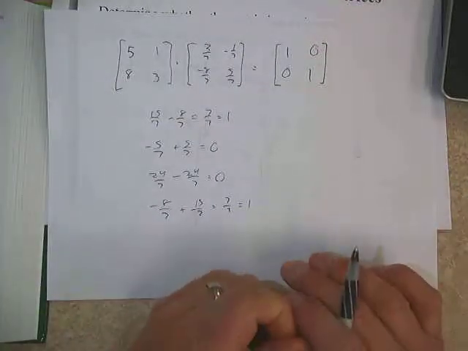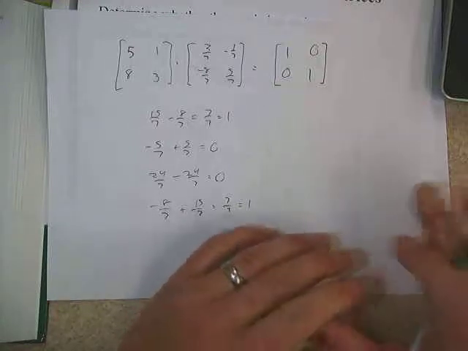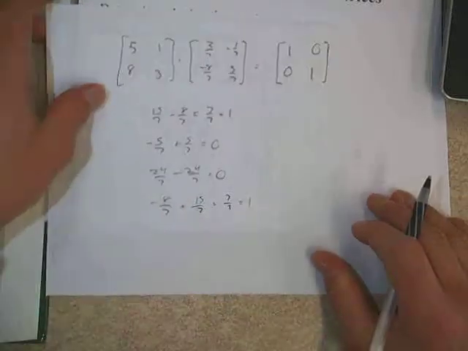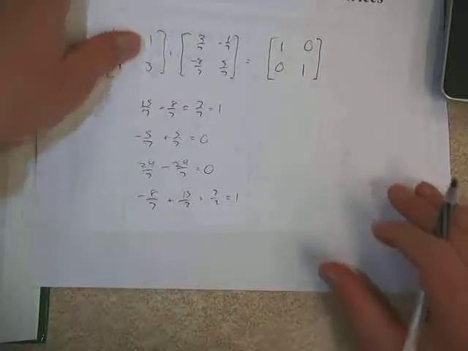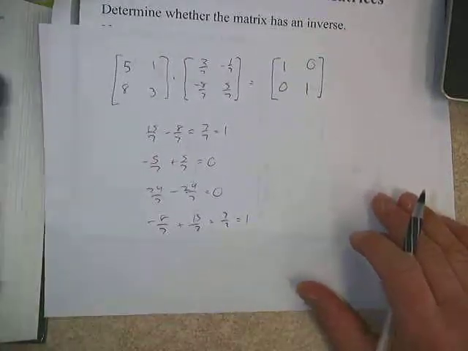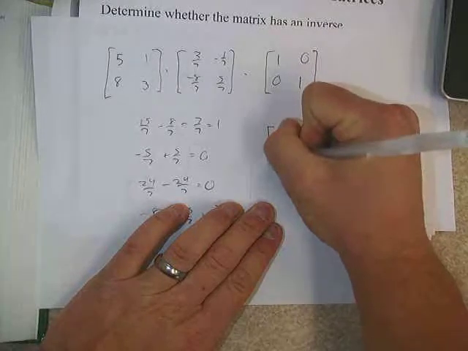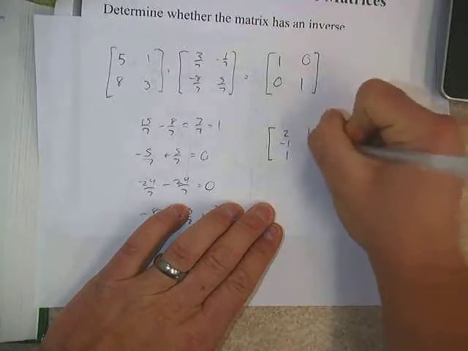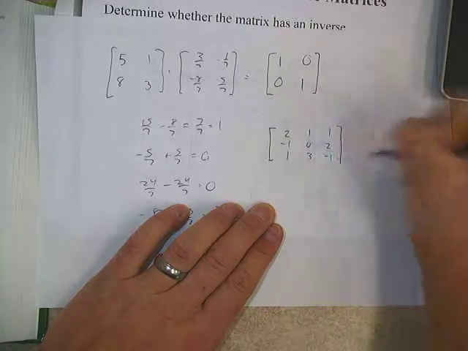Now, with anything larger than a 2 by 2 matrix, there is a method for finding the inverse. What we're going to do by hand, though, is just find the determinant of a 3 by 3, and after that, everything is going to be a calculator problem if it's 3 by 3 or bigger. So I am going to show you how to do the determinant of a 3 by 3.